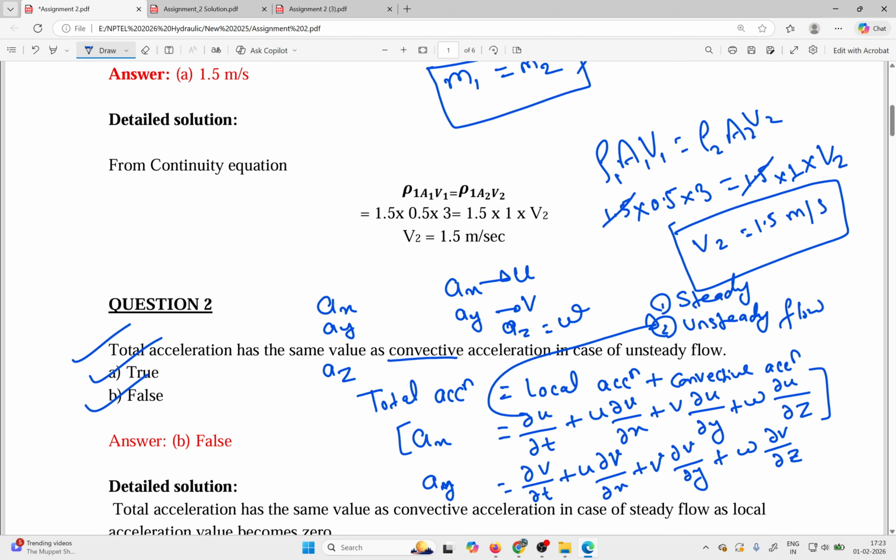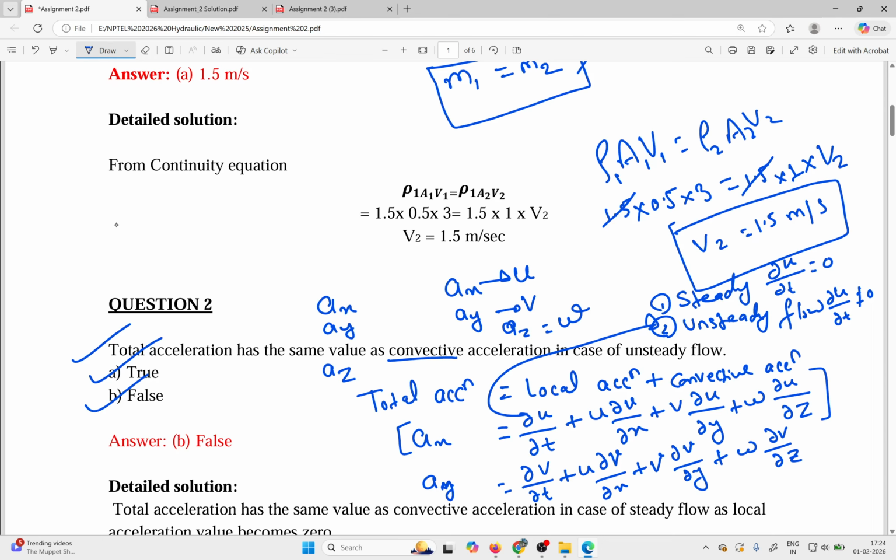Steady flow or unsteady flow. Steady flow is when the change in a flow parameter, let us assume the velocity, is equal to 0. Unsteady flow is when it is not equal to 0: del u by del t does not equal 0.